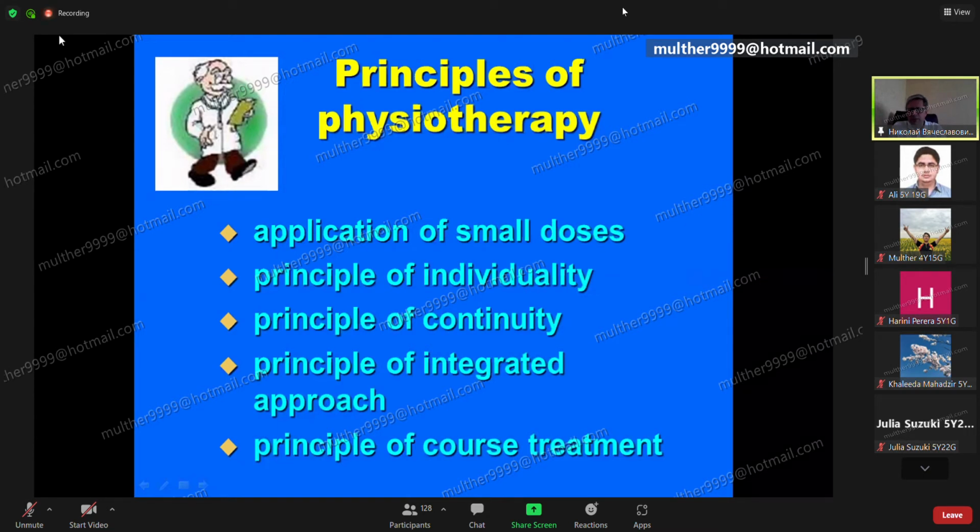Of course, in physiotherapy, we should apply a common principle of medicine, the principle of individuality. So before prescription of any procedures, we should ask our patient about his or her tolerance to any physical factors and about his or her previous experience of physiotherapeutical methods application before.